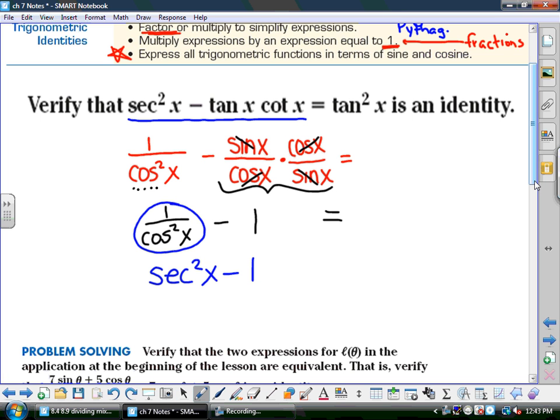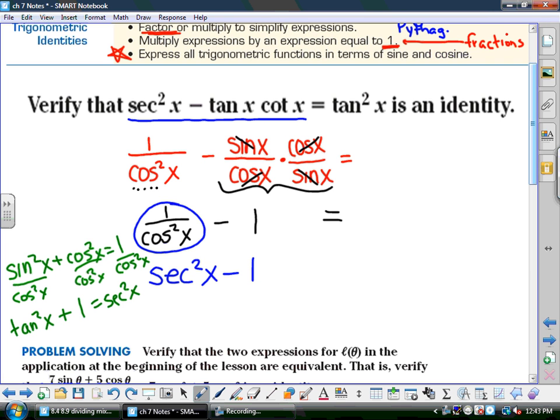The Pythagorean identities were sine squared plus cosine squared equals 1. But right now we have a secant squared. So if I want to get a secant squared, secant's like 1 over cosine. So I want to divide everything by cosine so that I get 1 over cosine. Dividing everything by cosine gives me the identity that tangent squared plus 1 equals secant squared.